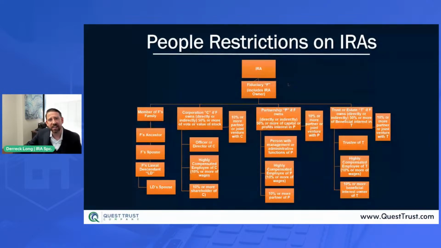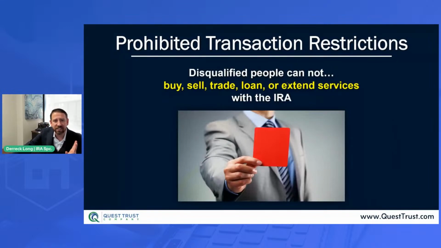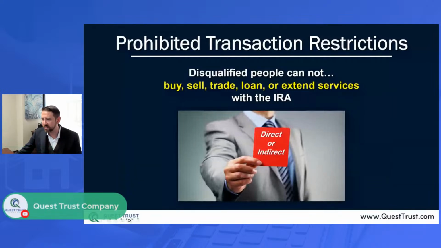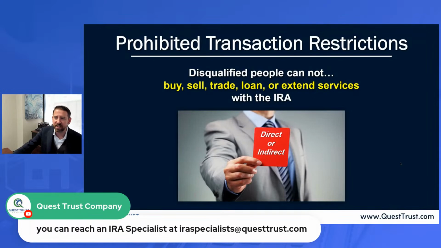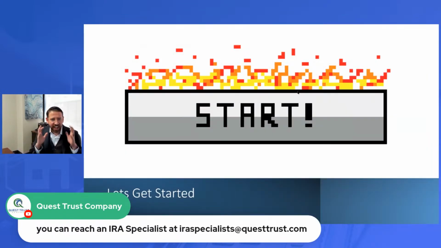So with that being said, guys, don't forget that you cannot buy, sell, trade, loan, or extend services between a disqualified person and your IRA, and that includes directly or indirectly. If you do, it creates what they call a prohibited transaction, and the IRS is going to come after you. So be very careful. Don't toe this line. And if you have questions about it, ask a professional, and we're here to help out. You can reach out to an IRA specialist at any point in time.